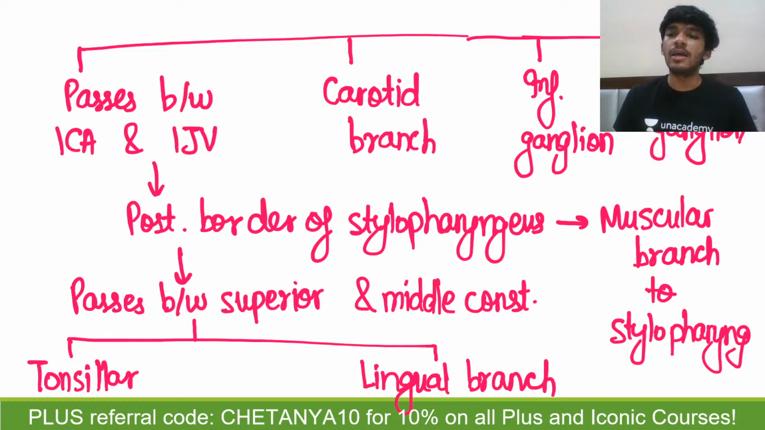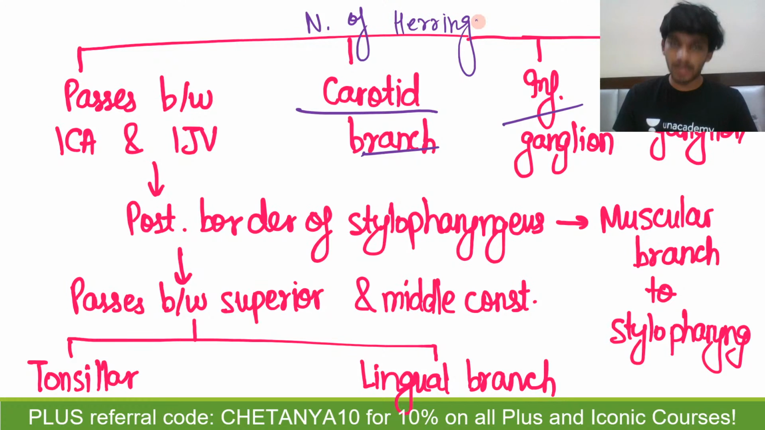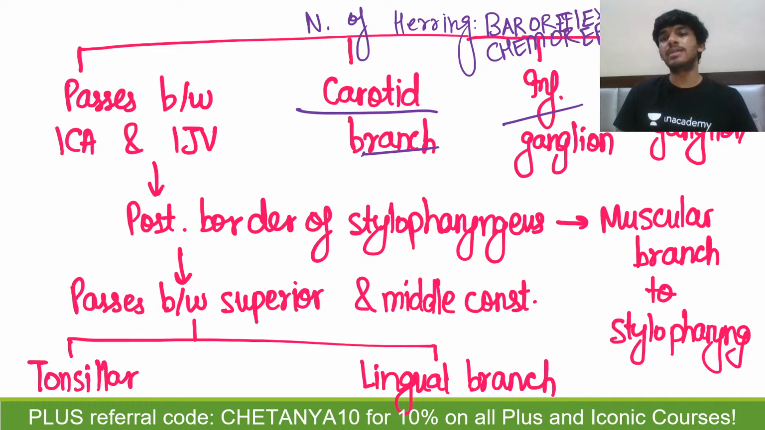So superior ganglion, inferior ganglion, and then there is a carotid branch. Now, can anybody tell me what this carotid branch does? It is known as the nerve of Hering. Why? Because it mediates the baroreflex and the chemoreflex, right? So you remember the glossopharyngeal goes and supplies the carotid sinus and the carotid body. So this is the nerve of Hering.